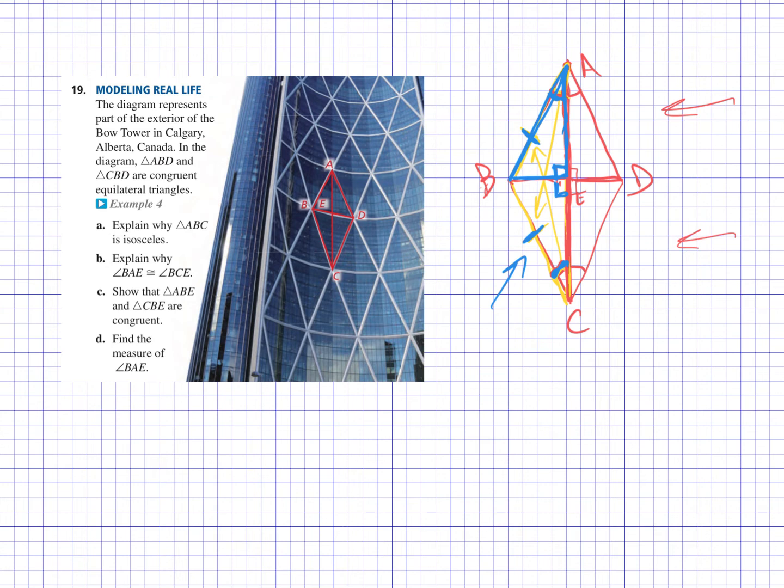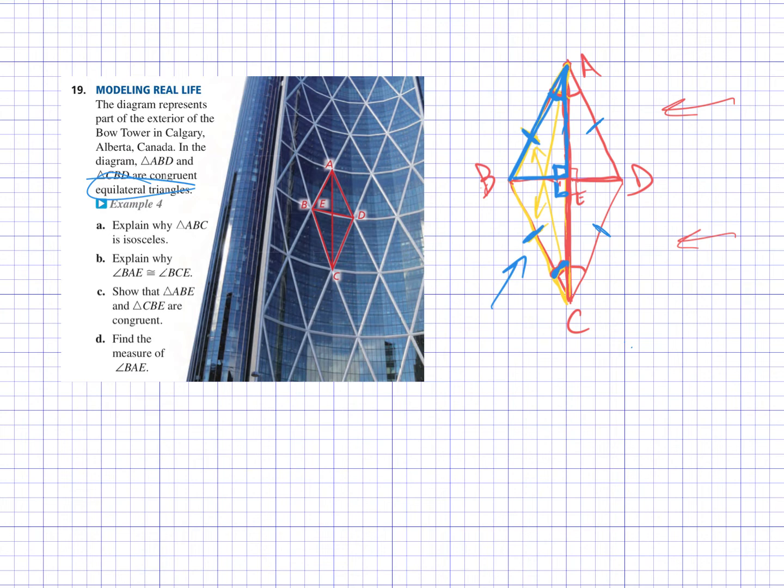And let's see here. So we haven't taught angle, angle, side yet, or hypotenuse, leg. And one thing I forgot to make sure we understood is you have an equilateral triangle, the top triangle and the bottom triangle. So all those are the same.